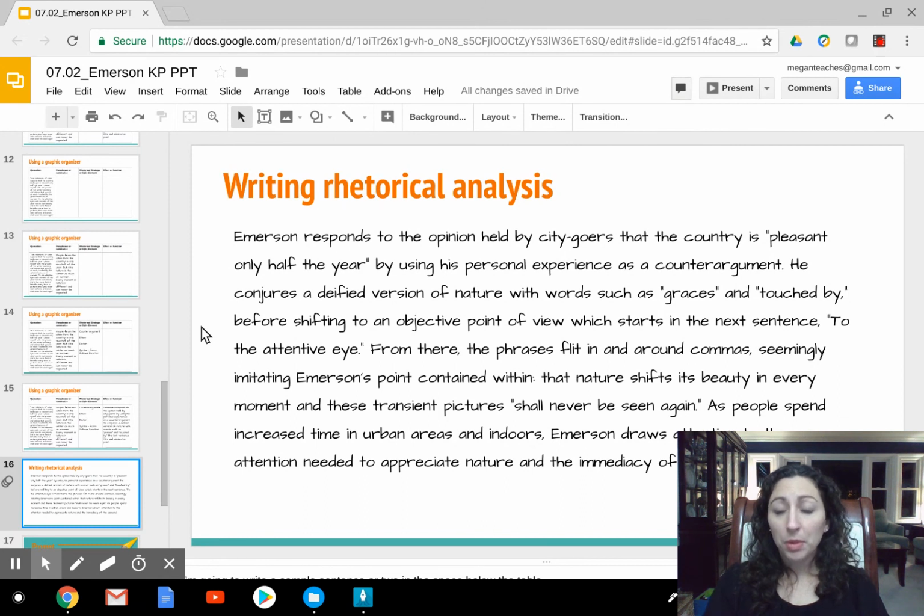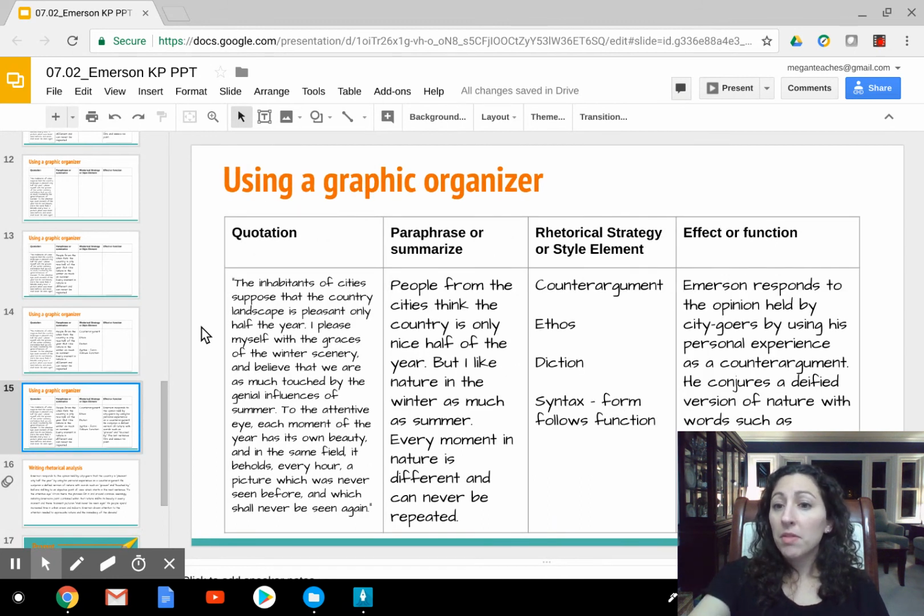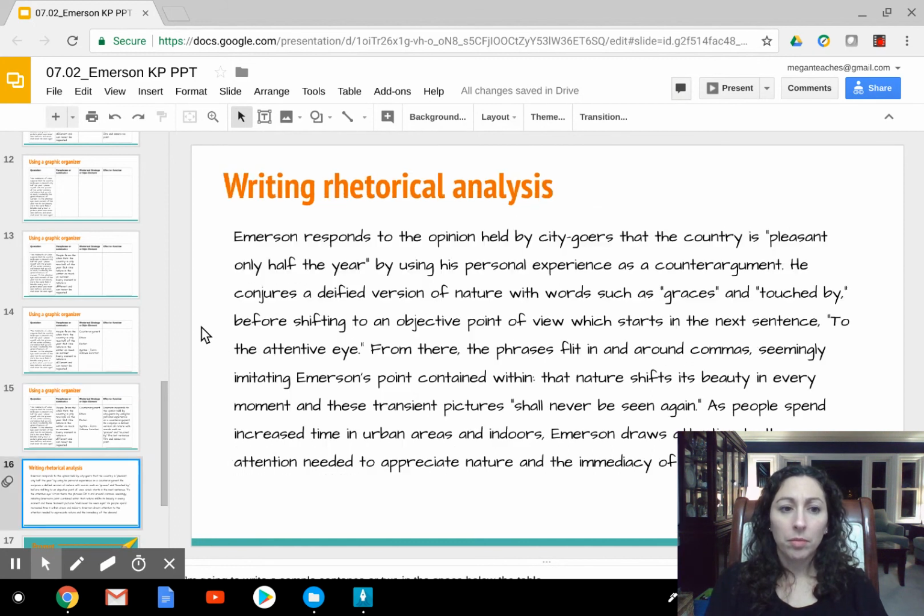By using his personal experience as a counterargument. He conjures a deified version of nature with words such as graces and touched by, before shifting to an objective point of view, which starts in the next sentence, to the attentive eye. So again, going back to my graphic organizer, some of this is the same, conjuring the deified version, but I did add, as I started to write, I thought about another element that I wanted to include about shifting to an objective point of view.